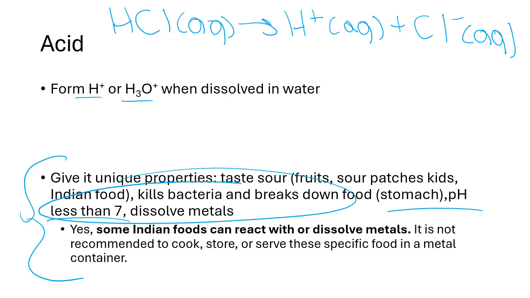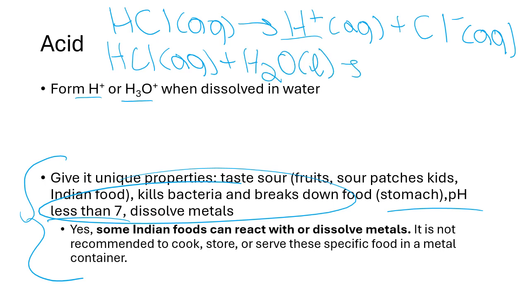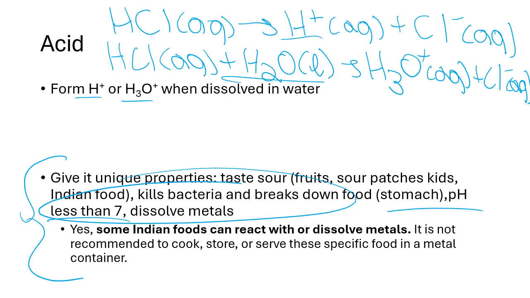So this is an acid dissolved in water. Notice how it forms an H plus. And the other way that HCl will dissociate in water, water being a liquid, is as H3O plus (aq) plus Cl minus (aq). And so water is a liquid, and we form the H3O plus.